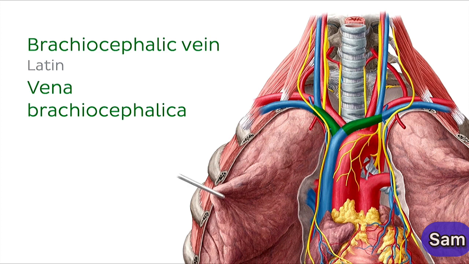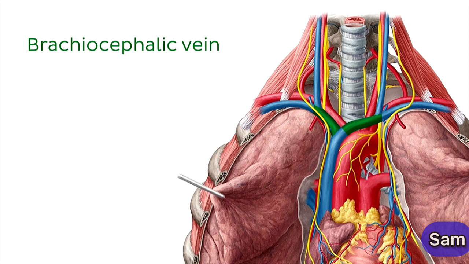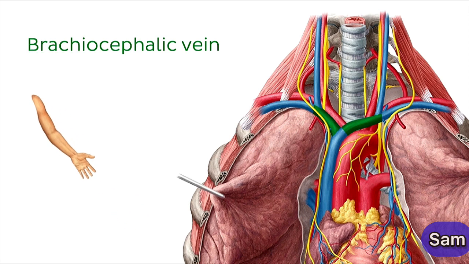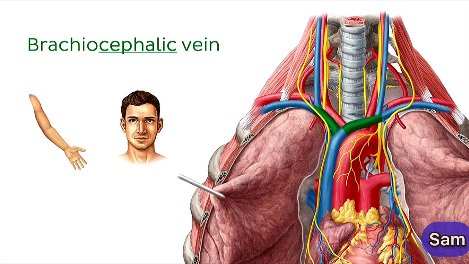And I know this is kind of a lot to take in right now, so it might help if we break down the word parts of brachiocephalic. So brachio refers to arm, which is where the subclavian vein is receiving blood from, and cephalic refers to head, which is where the internal jugular vein is receiving blood from. And if we put these two together, we get brachiocephalic, meaning arm and head, which is where all the blood in this vein is coming from.